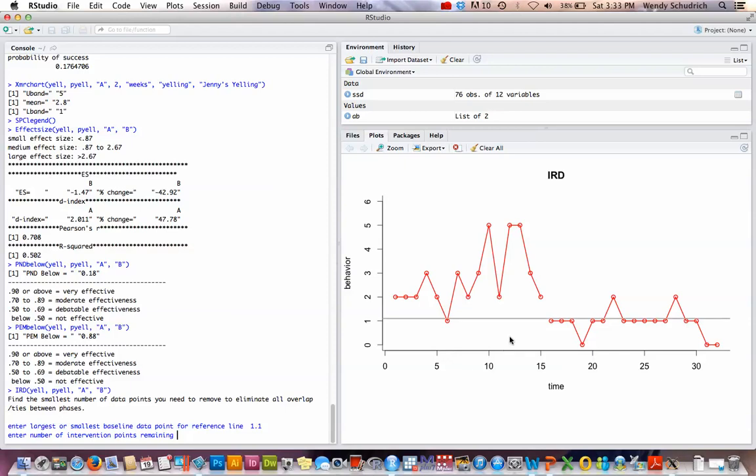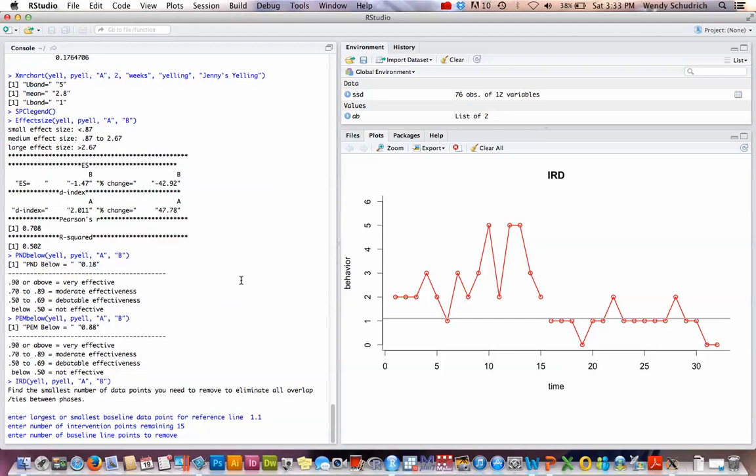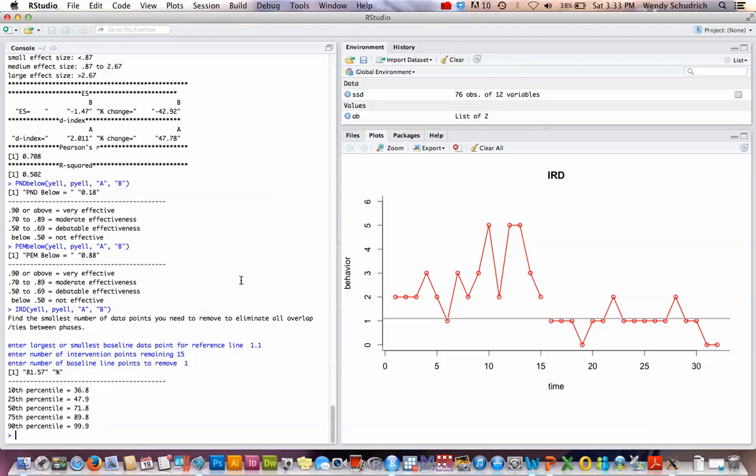And so really, the points that overlap are 1 point in the baseline and 2 points in the intervention. We know that we have 17 points in intervention, so if we take out those 2, we have 15 remaining. And we're only taking 1 out of the baseline, and we get an effect size of 81.5, which again shows us a moderate degree of change.